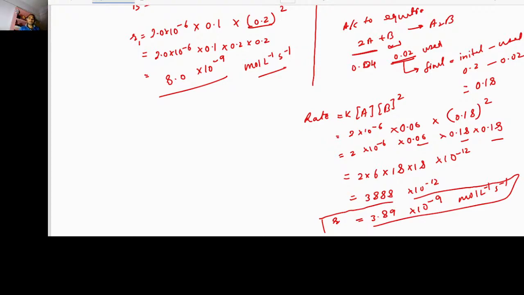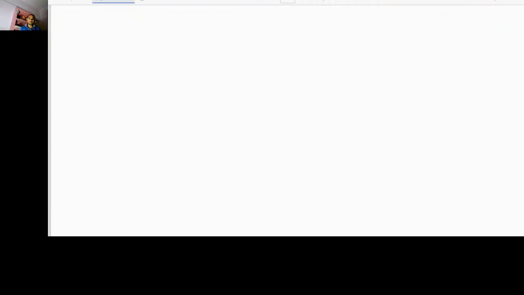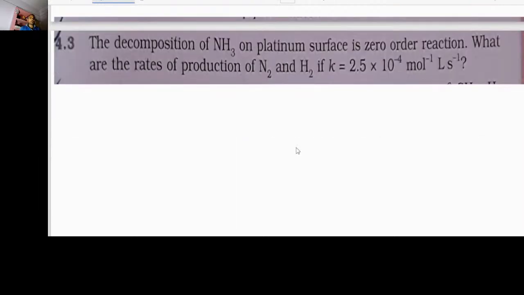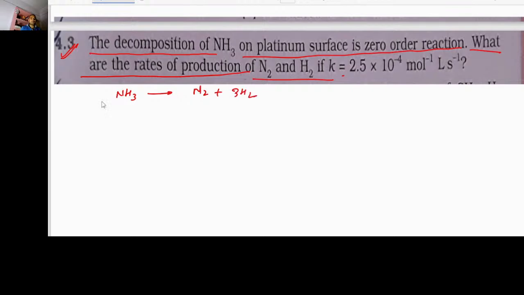Now go with question number 3. Yeah, it's a very nice question, student. They are saying the decomposition of NH3 on a platinum surface is a zero order reaction. What are the rates of production of N2 and H2, if the K value is given, right? So it is a zero order reaction. Firstly, decomposition is there, student. You write NH3, it is going to give N2 plus 3H2. So you can balance it with 2.